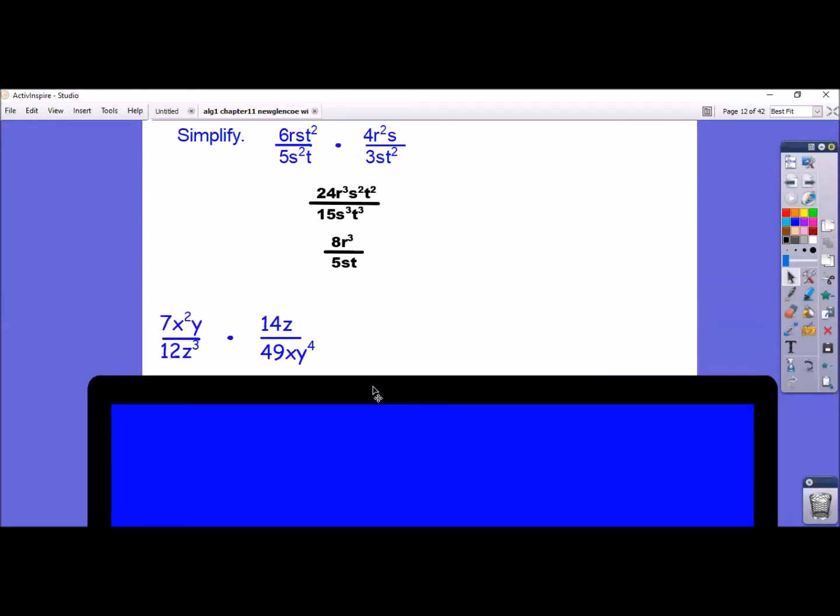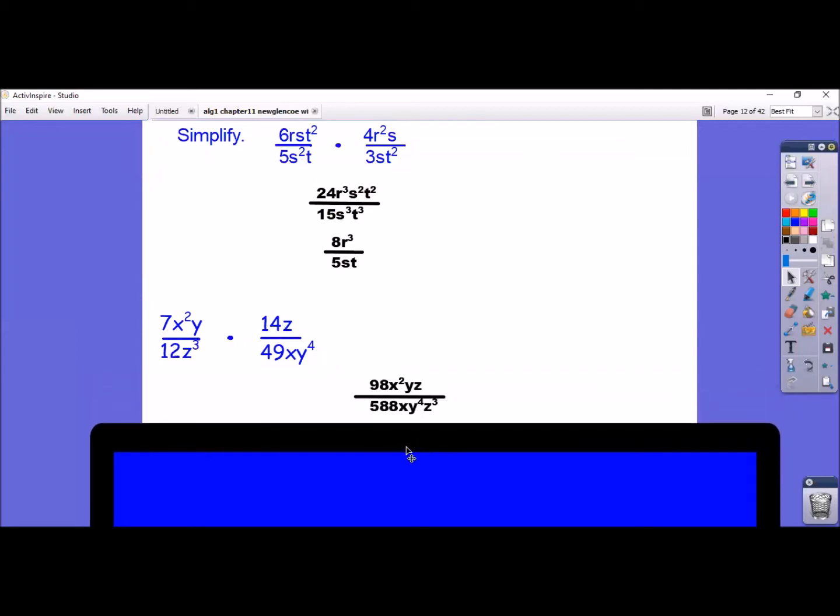Here's the next one. So here you could actually reduce the 7 with the 49. You could reduce the 12 and 14 on the diagonal. I'm just going to go ahead and keep multiplying straight across the top, straight across the bottom. You get big numbers. You'll want to use your calculator to find out what number goes into both of these. I went ahead and tried 588 divided by 98, and it did. So luckily that makes that easy to reduce. So you'll definitely want your calculator when comparing that.